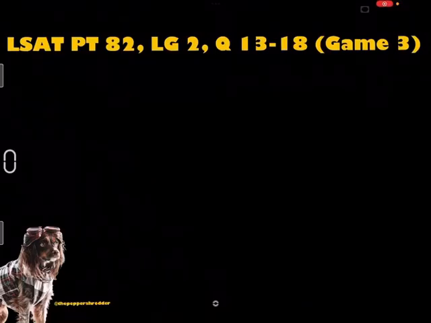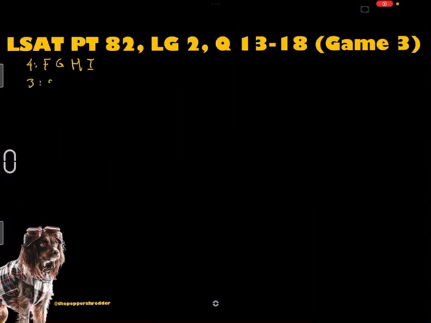We're looking at LSAT Prep Test 82, Logic Game Section 2, questions 13 through 18. There are 4 witnesses: F, G, H, and I. Each witness must be paired with one investigator, Q, R, or S. They are placed in 4 slots. The rules are as follows.